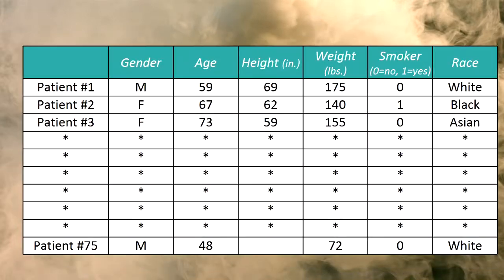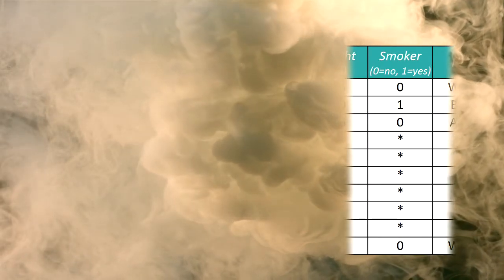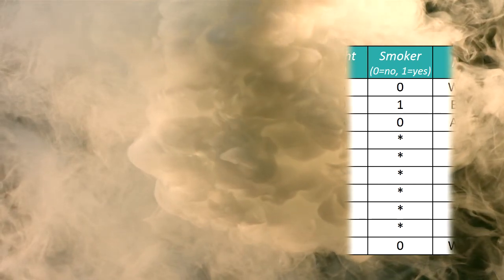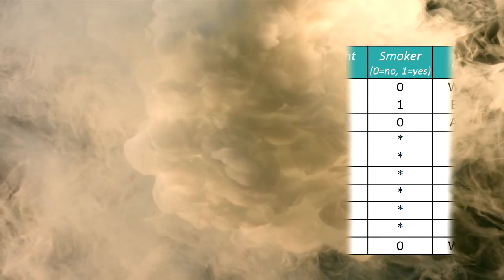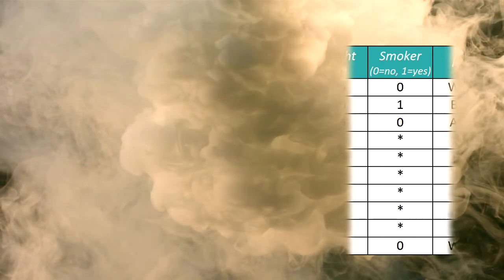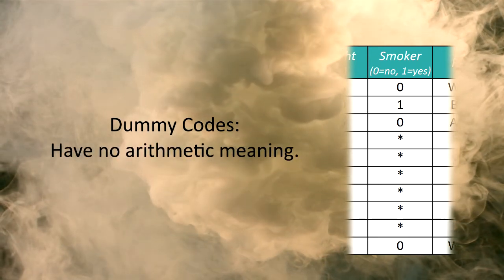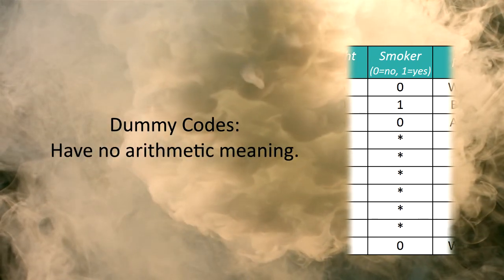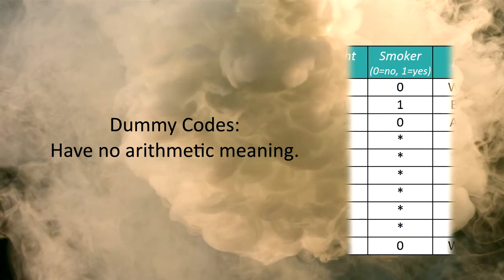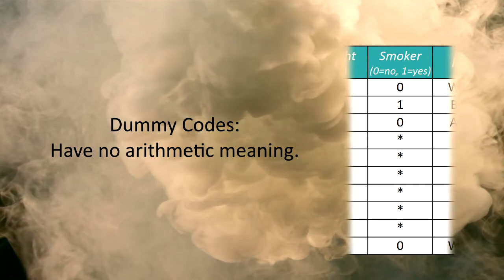Notice that the values of the categorical variable smoking have been coded as 0 or 1. It's quite common to code the values of a categorical variable as numbers, but you should always remember that these are only codes, often referred to as dummy codes because they have no arithmetic meaning. That is, it doesn't make sense to add them, subtract them, multiply or divide them, or even compare the magnitude of these values.